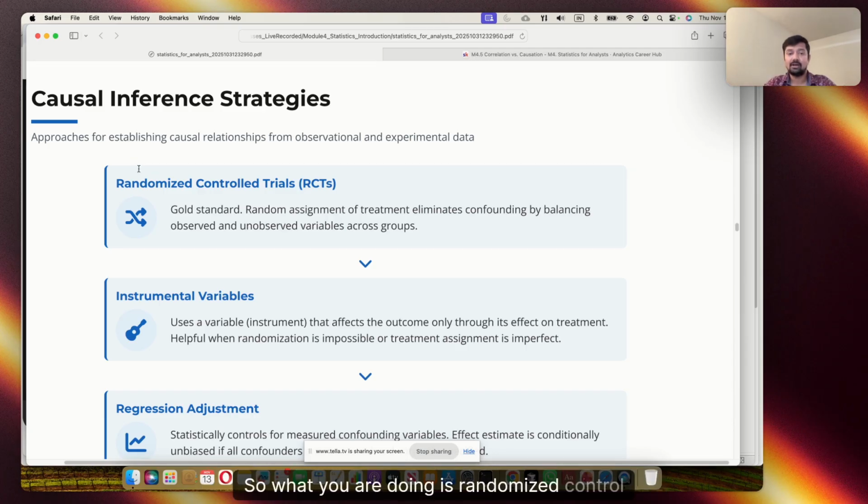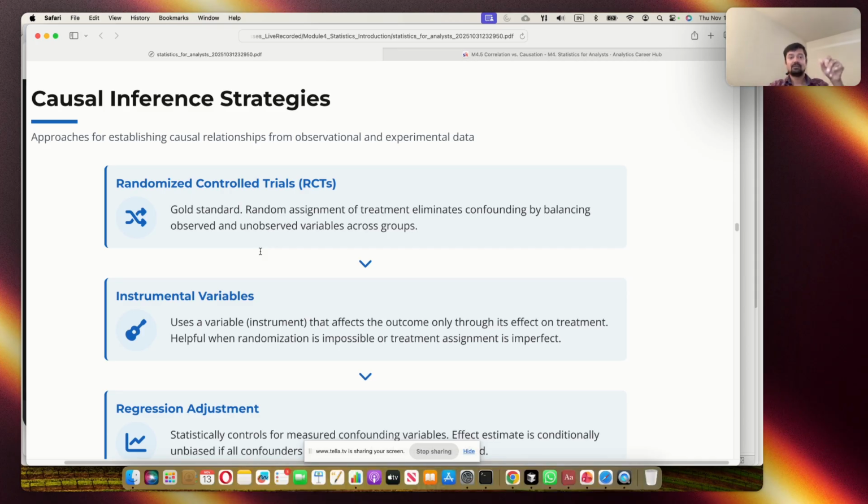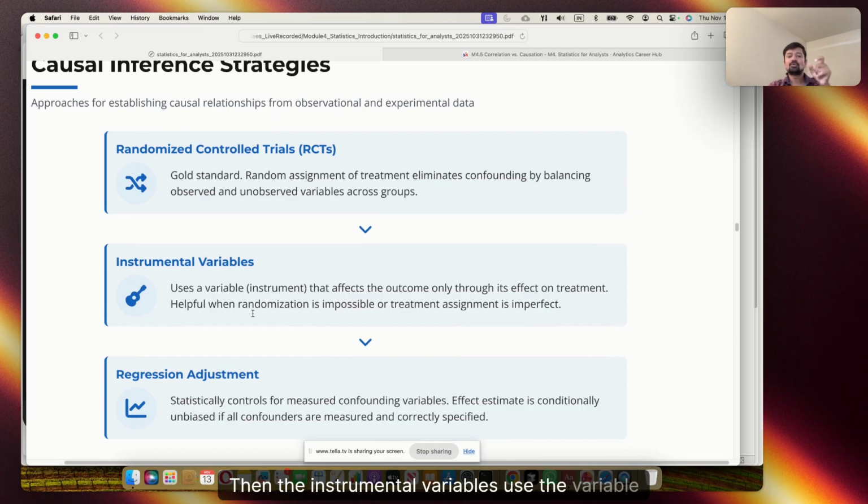So what you are doing is randomized control trials first. Gold standard. You do the assignments for the treatment, which eliminates confounding by balancing the observed and unobserved variables across groups. So that's how you define your randomized control trial. Then the instrumental variables: use the variable that affects the outcome only through its effect on the treatment.